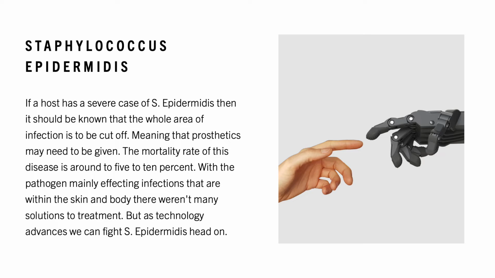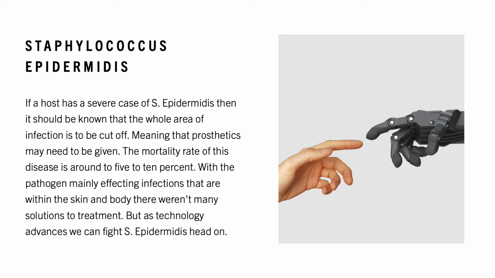As we talk more about S. epi, if a host has a severe case, then it should be known that the whole area of infection is to be cut off, meaning that prosthetics may need to be given. For example, if the infection is in your wrist due to a skin tear, then it may be needed.